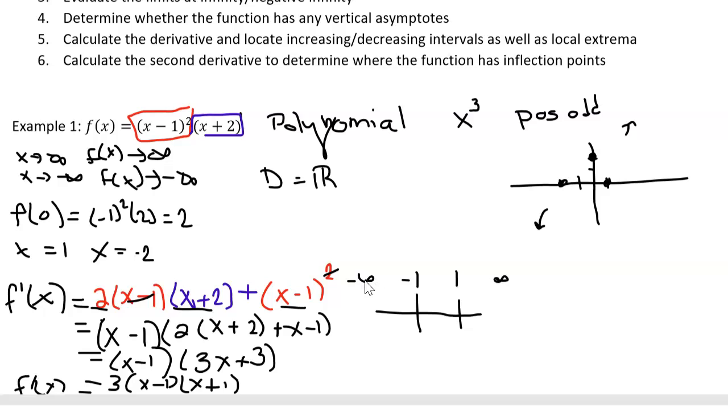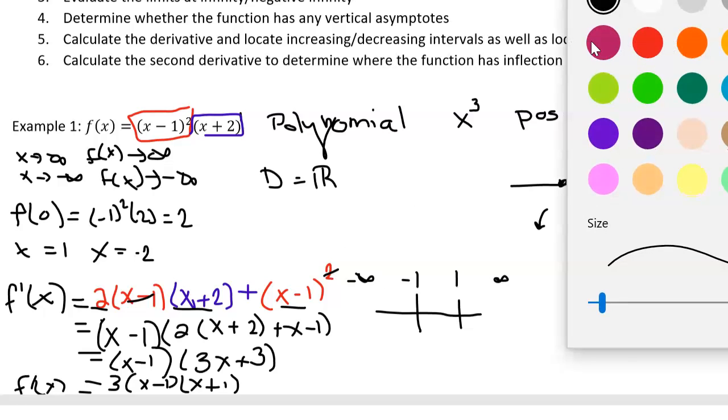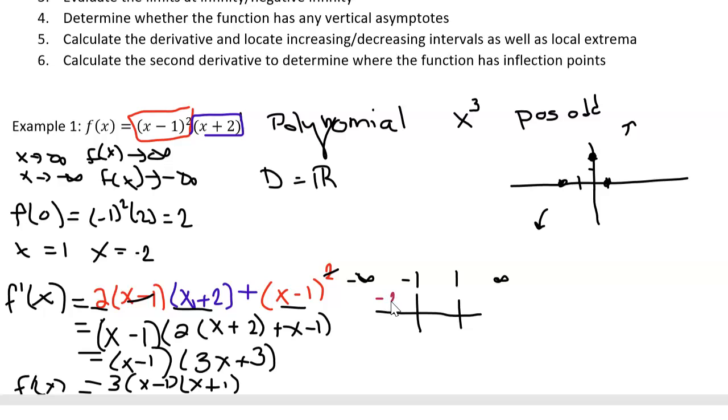There are no restrictions on my domain, so I can choose any values I want to evaluate this. I'm going to choose -2 and 0 and +2, and I'm plugging these into the derivative to decide if the derivative is positive or negative, which will tell me if my function is increasing or decreasing. If I plug in -2 right here and here, I am going to get a negative times a negative, which is a positive. And this tells me that my function is increasing until -1.